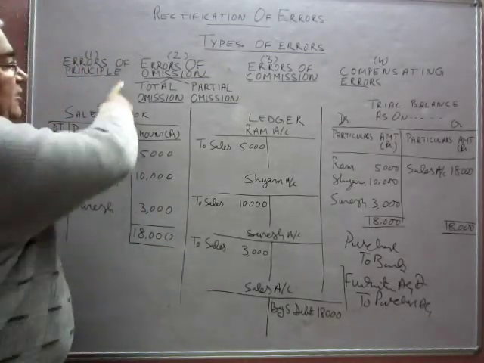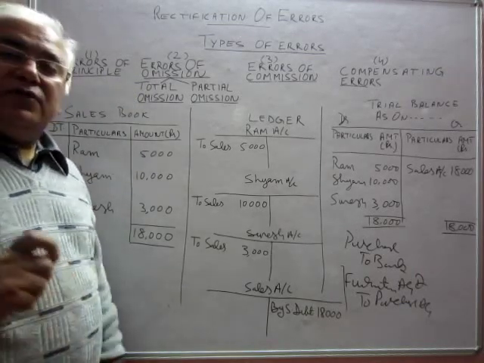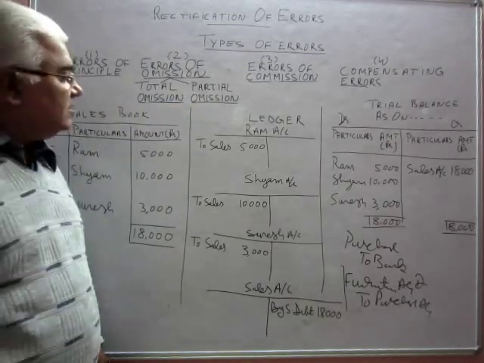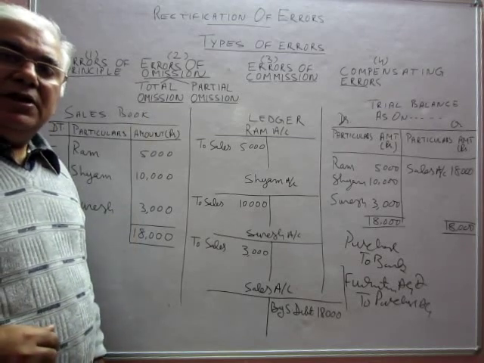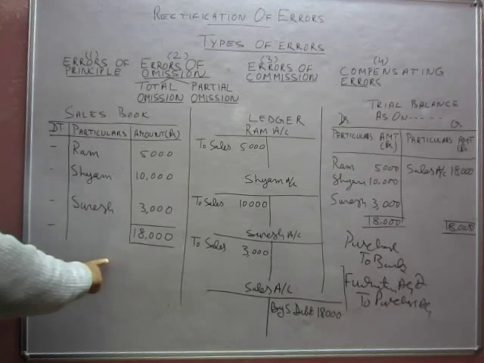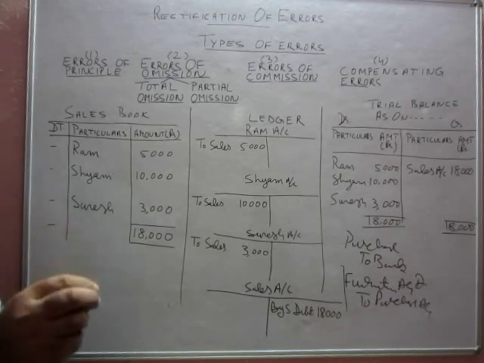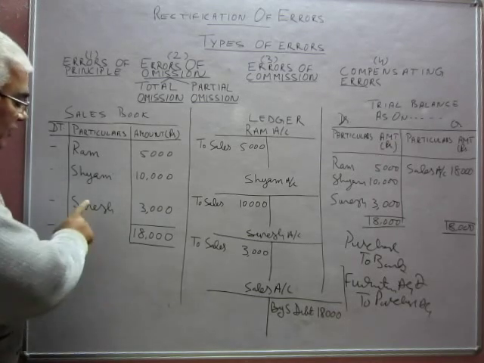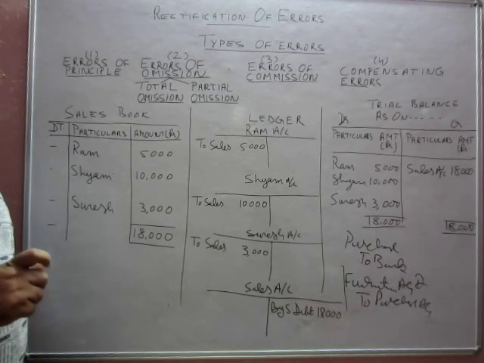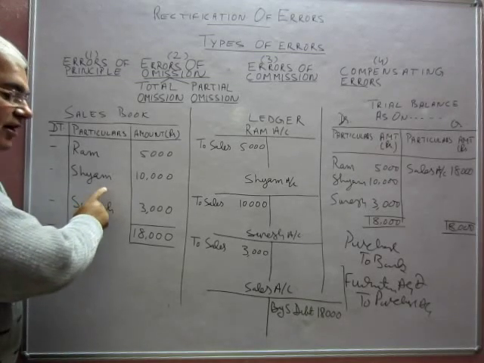They are errors of omission. Now, errors of omission could be of two types: total omission and partial omission. Now, what is errors of total omission? This is sales book before you. And if by chance we have sold goods to some person and we have not recorded that in sales book, for example, we sold goods on credit to Mr. X, but we have not recorded here.